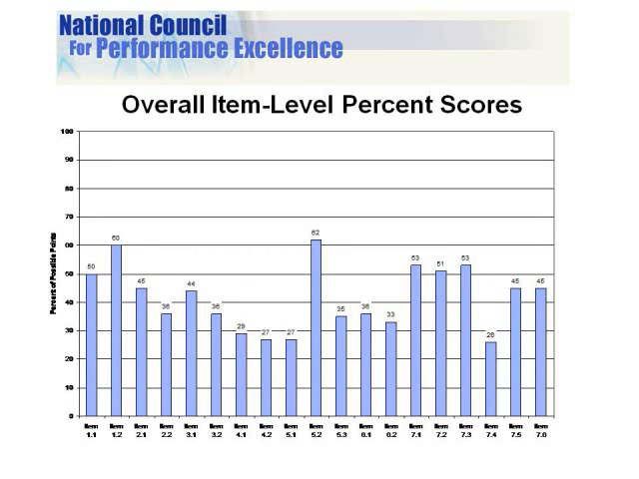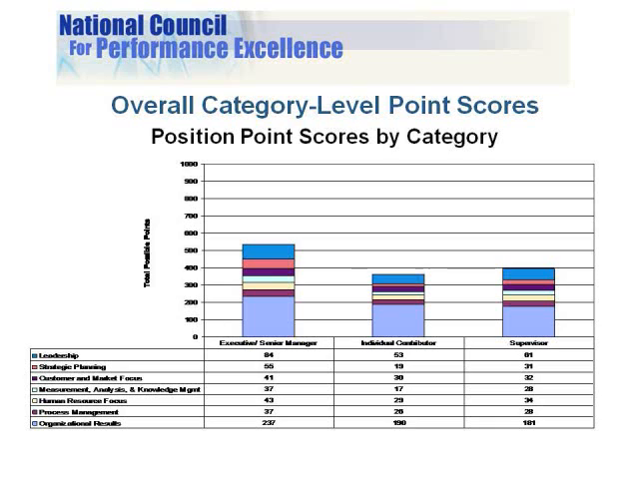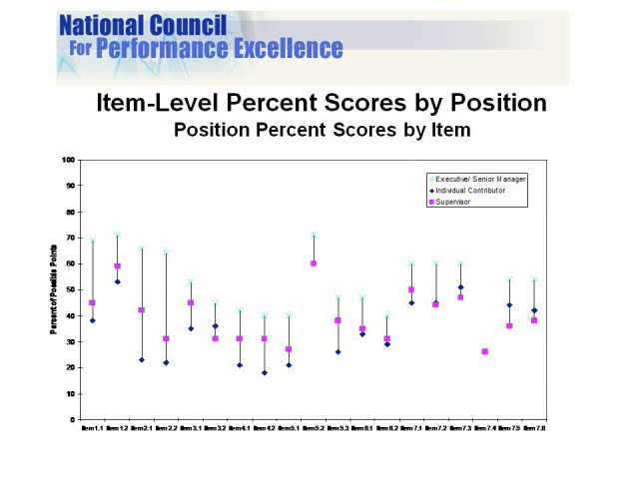The overall item-level percent score shows a lower level of data to help evaluate the strengths and weaknesses within each category. The overall category level point scores shows the accumulation of total points for each demographic attribute by category, in this example by the position demographic. The item-level percent scores shows the performance ratings by demographic attribute, in this example by position.